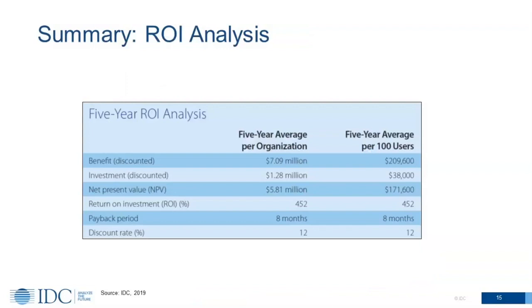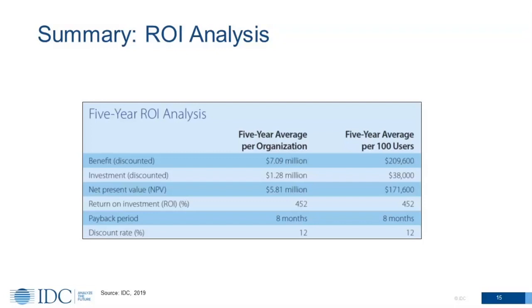This next slide presents IDC's return on investment analysis for this study. You can see the results are presented on both a per organization and per 100 user basis. As mentioned earlier, this is per 100 internal users of applications and workloads run on these organizations' HyperFlex platforms. These results speak to the strong value that these organizations are achieving with HyperFlex, with IDC calculating the total average benefits as being worth around 5.5 times the total discounted investment over 5 years, which is reflected in the 452% return on investment. Just a couple of notes about methodology.